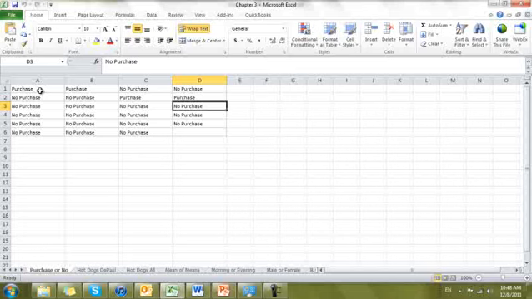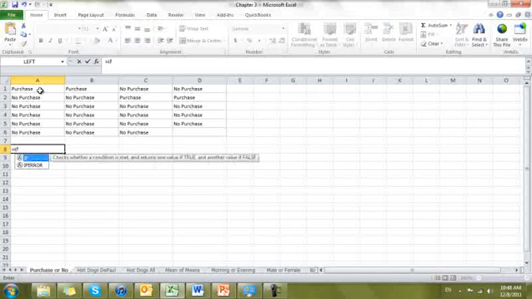Now the first thing we notice is these are words. It's kind of hard to work with words. It's easier to work with numbers when we're trying to use categorical data. So let's first convert these words into numbers. I'm going to use an if function to do that. I'll type in here equals if. And this says if this, then give me that. Otherwise, give me the other thing.